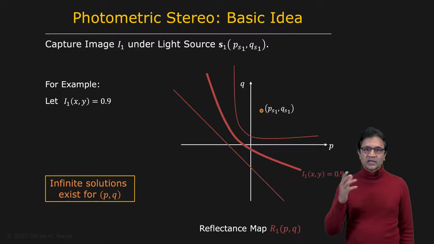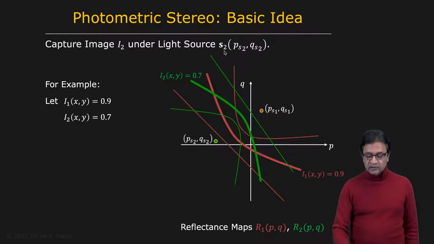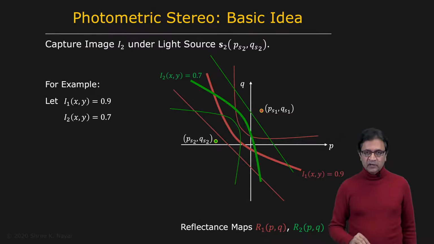And now we're going to use a second light source, S2. So in the case of S2, we have a different reflectance map, of course, R2, because the source direction has changed. We're sort of overlaying the reflectance maps here for visualization purposes. And let's say this is the green reflectance map.